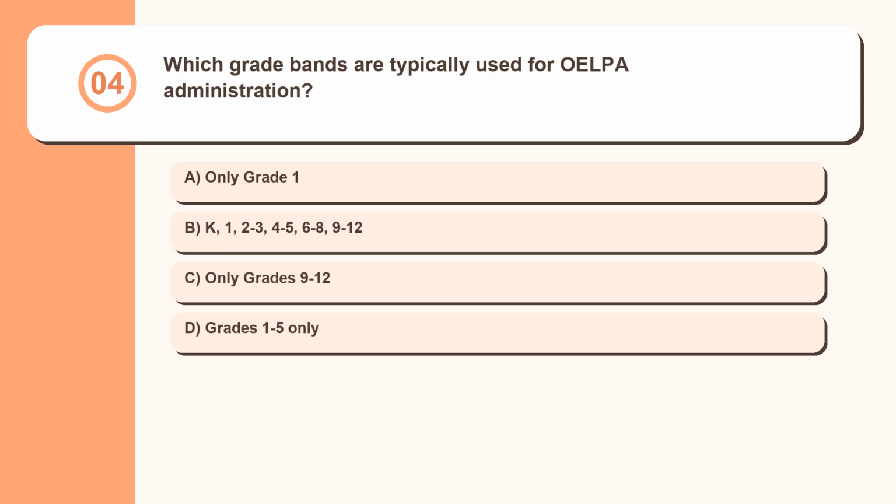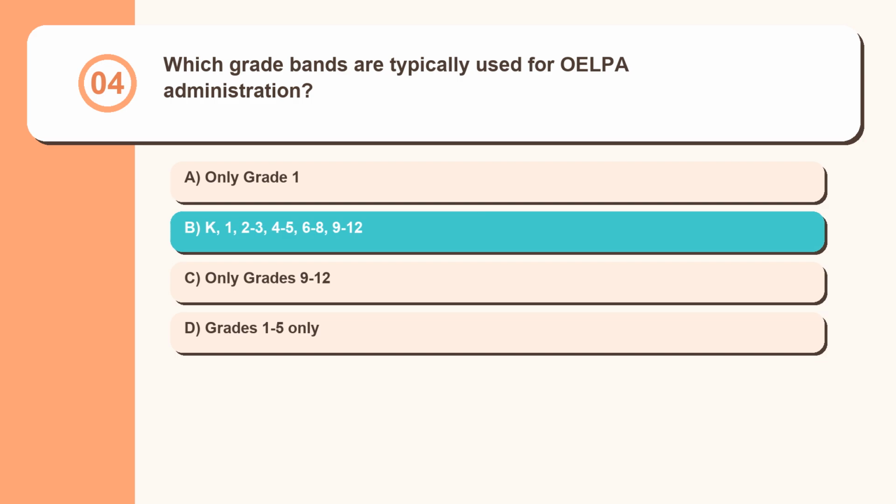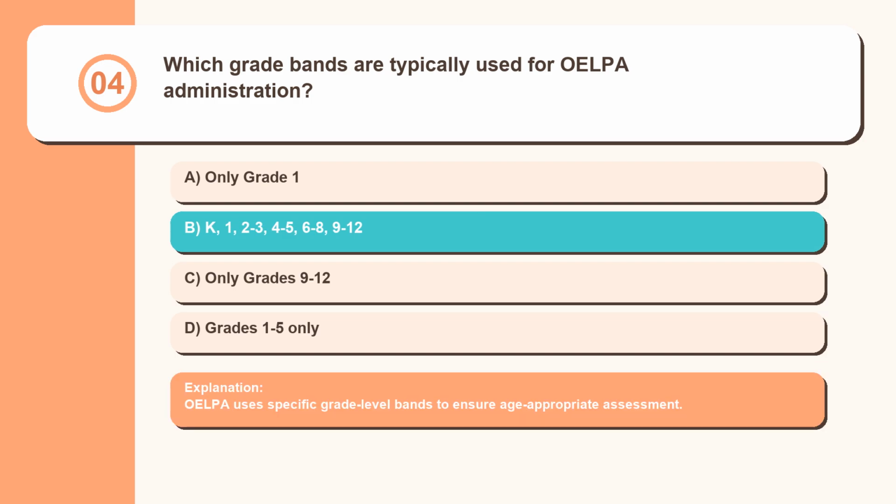Question 4. Which grade bands are typically used for OELPA administration? Only grade 1, K, 1, 2 to 3, 4 to 5, 6 to 8, 9 to 12. Only grades 9 to 12, grades 1 to 5 only. OELPA uses specific grade level bands to ensure age-appropriate assessment.